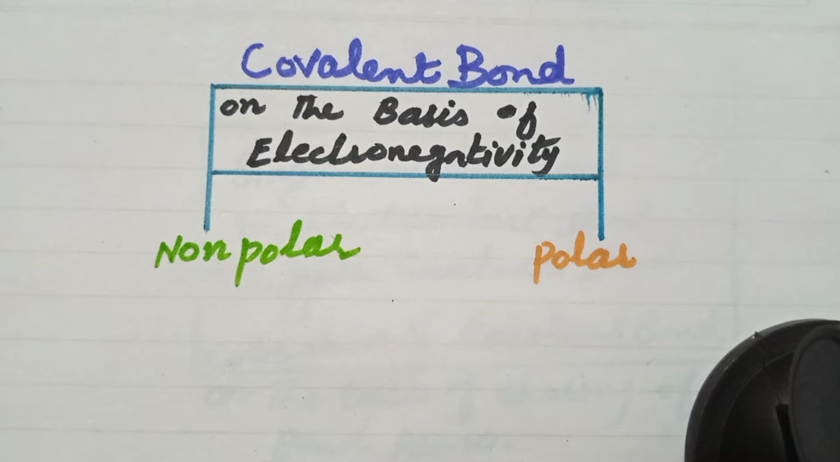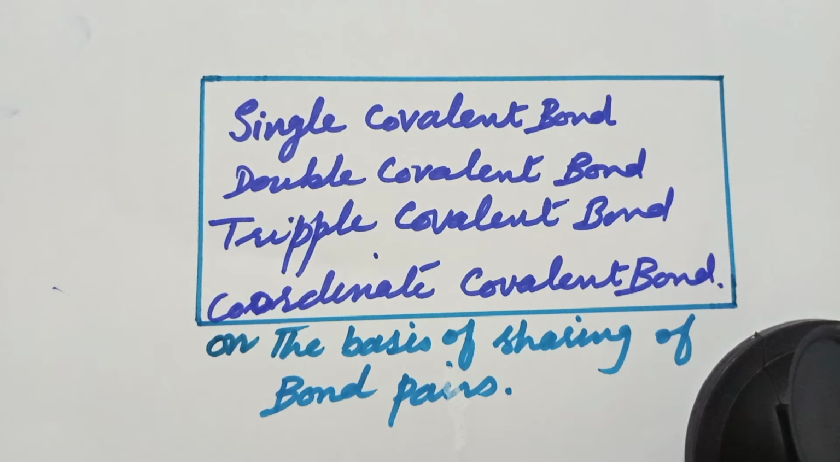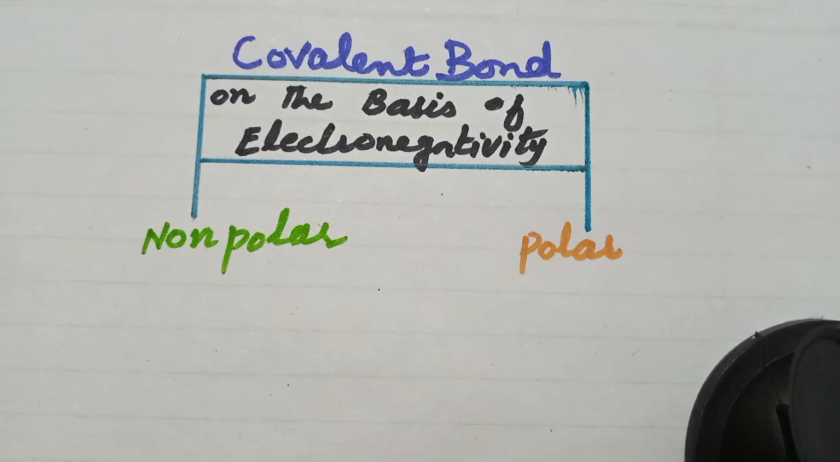Today we will discuss polar and non-polar covalent bond. In my last lectures, I told you about the different types of covalent bond which were based on the number of bond pairs shared by the bonded atoms. Single covalent bond is a type of covalent bond in which one pair of electrons is shared by the bonded atoms. Double covalent bond is that in which two electron pairs are shared by the bonded atoms. Triple covalent bond is that in which three pairs of electrons are shared by the bonded atoms, and coordinate covalent bond is that in which the bond pair is contributed by only one of the bonded atoms and it is shared by both the atoms. First, we will discuss non-polar covalent bond.